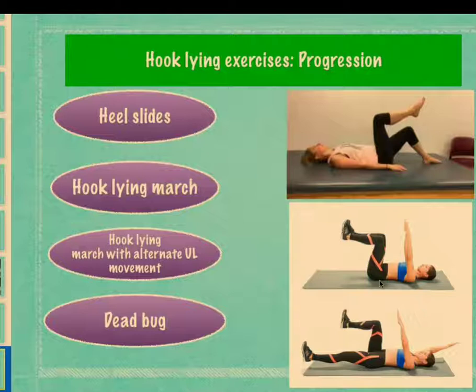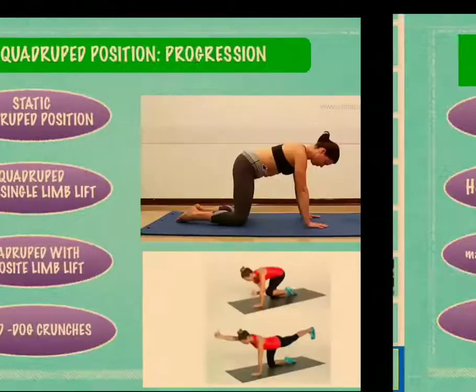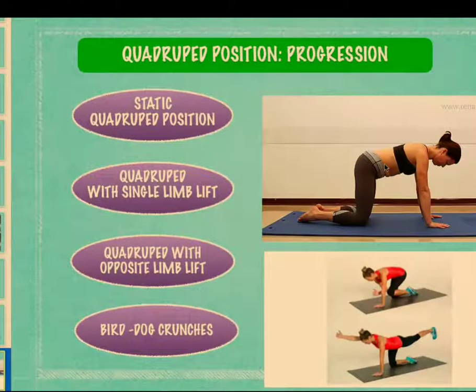So changing positions, hook lying exercises progression. Sustain the pelvic floor contraction with heel slides, hook lying march with alternate upper limb movement, dead bug. Quadruped position progression: maintain the pelvic floor contraction with static quadruped position, quadruped with single limb lift, quadruped with opposite limb lift, bird dog crunches.